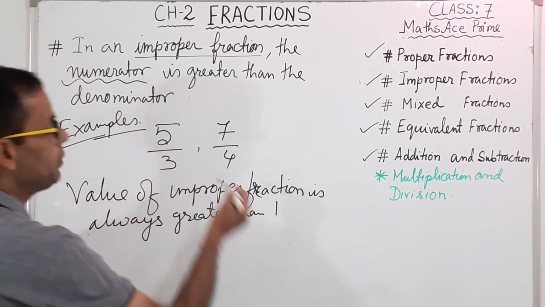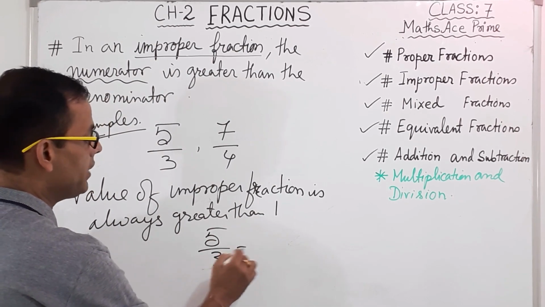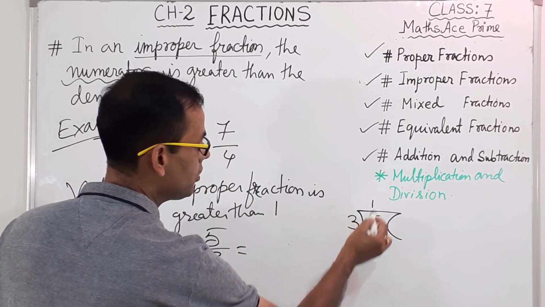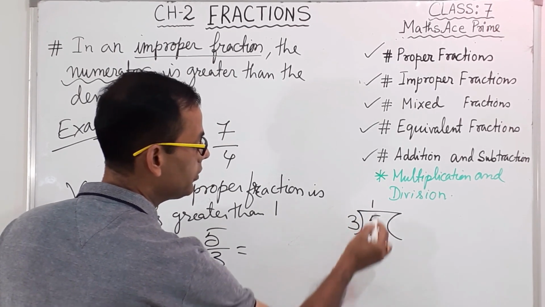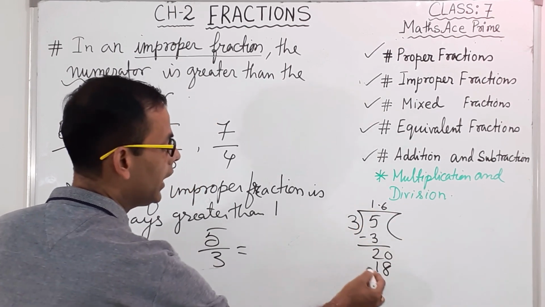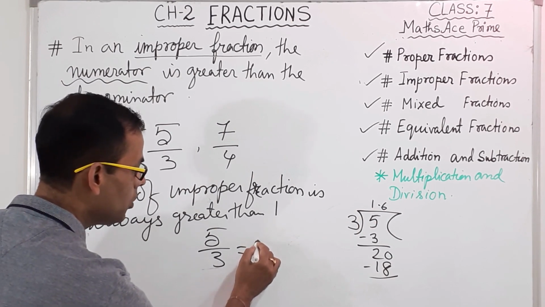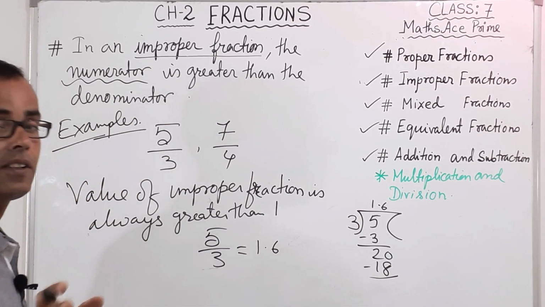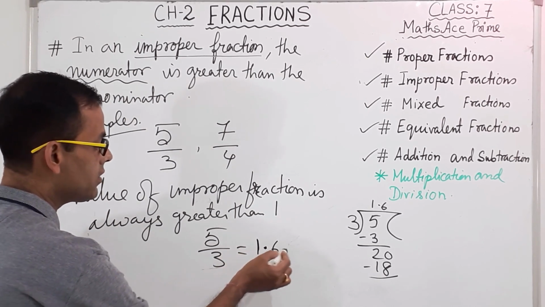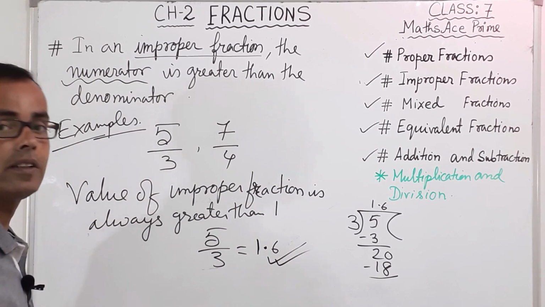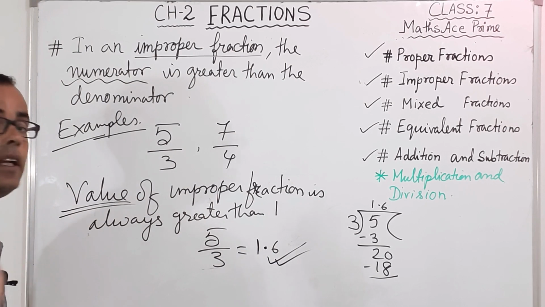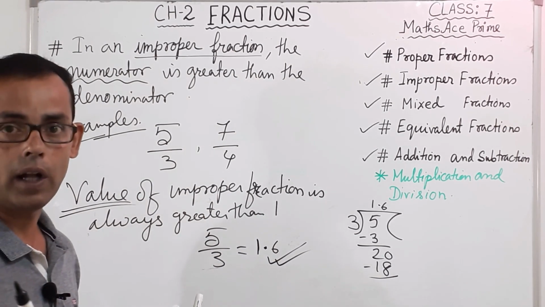If you take for example 5 by 3, so 5 by 3 is actually what? You divide: 5 inside, 3 outside, so 3 ones are 3, then 2 left, then point, then 0, so 3 6s are 18, so again it will go. So now 1.6, I have taken only one digit after the decimal. So 1.6 is always greater than 1. So the value of an improper fraction is always greater than 1, okay.